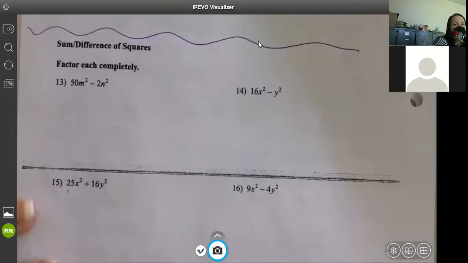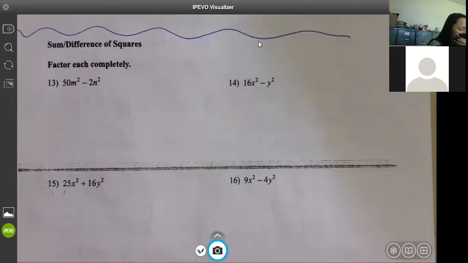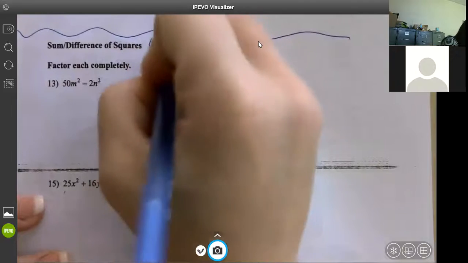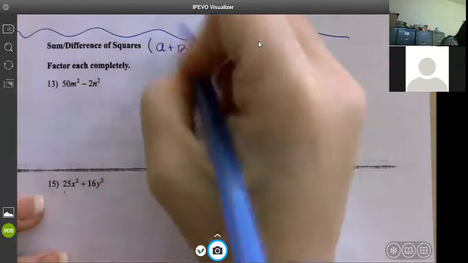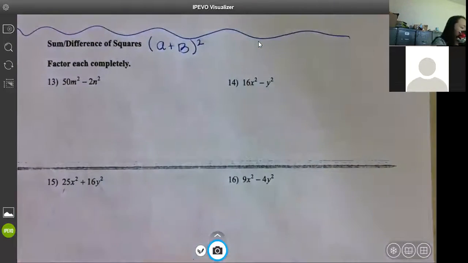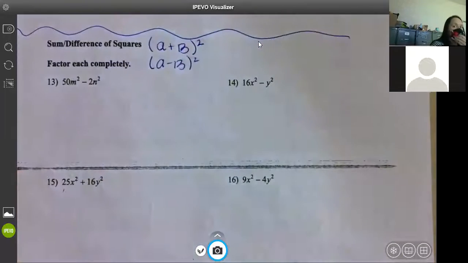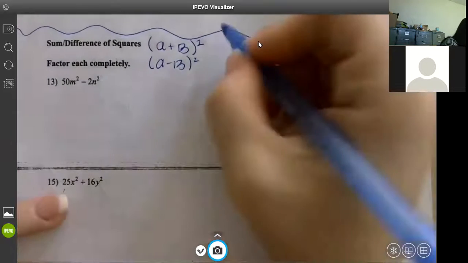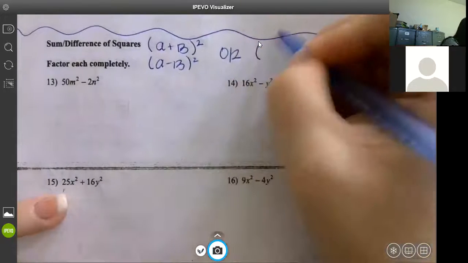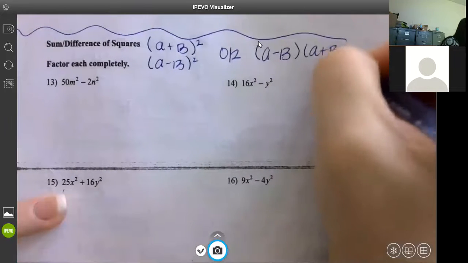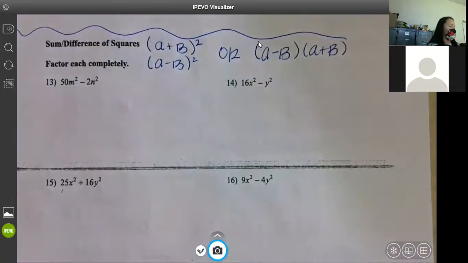All right. So sum and difference of squares, what that means is you're either going to have an answer that looks like this, which means the 2 factors are exactly the same. So you might get x plus 2 and x plus 2. Or you're going to get this, a minus b times a plus b.